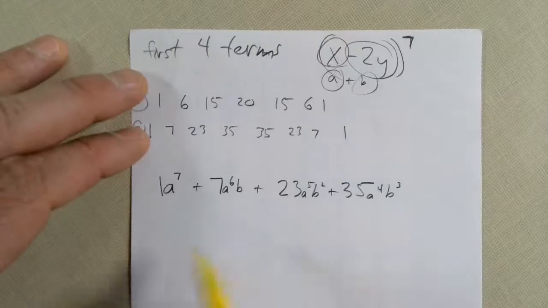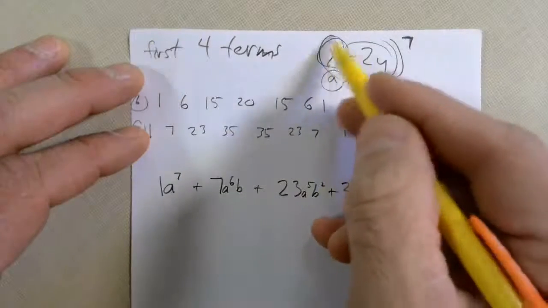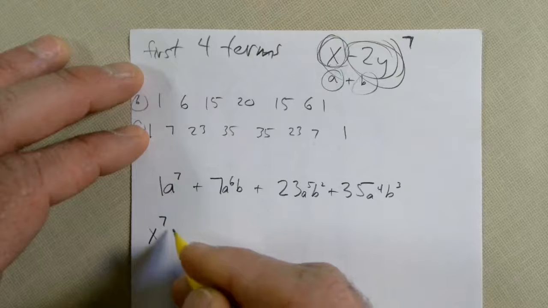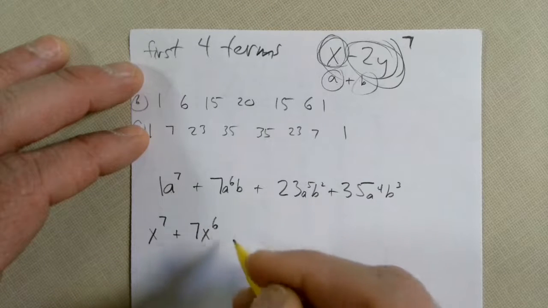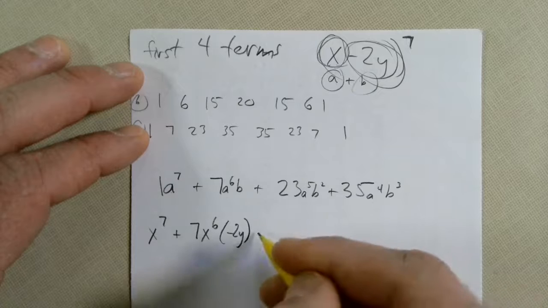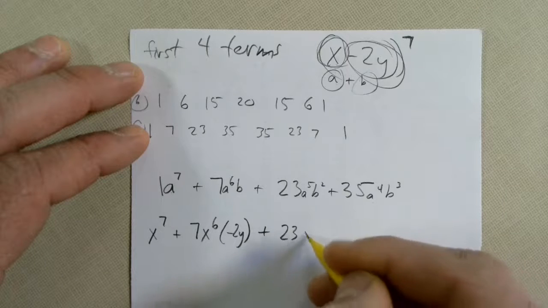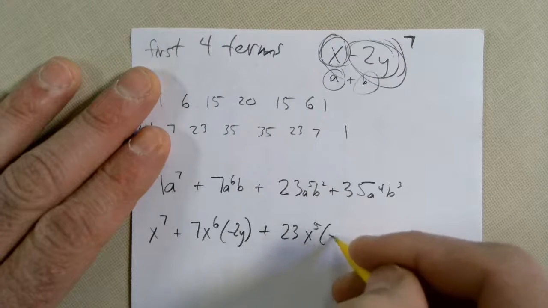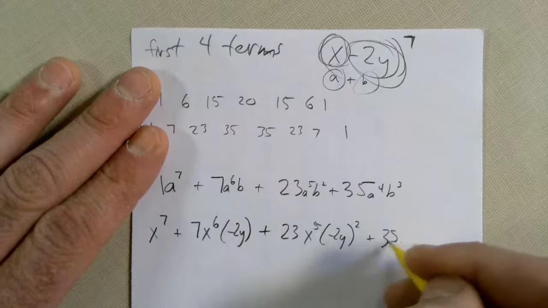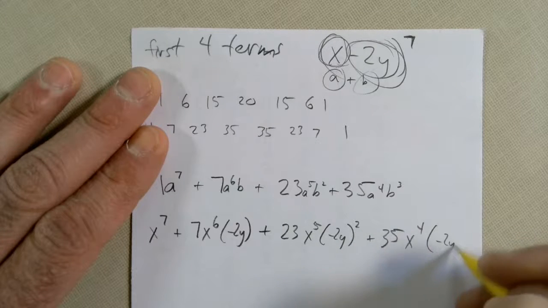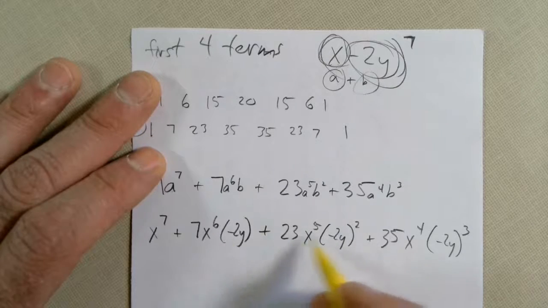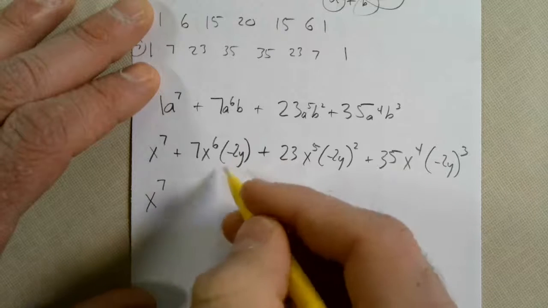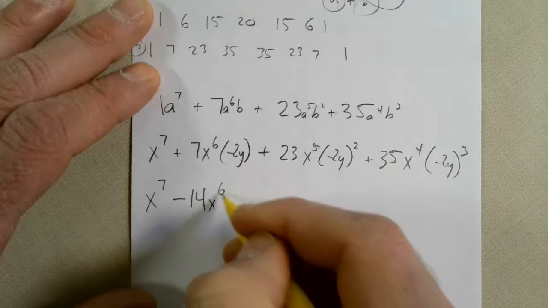Okay, so now I've got the first 4 terms, except I've got to do it in terms of x and then negative 2y. So all I'm going to do is plug in x to the 7th plus 7x to the 6th, and then b is negative 2y, plus 21x to the 5th, and then b squared, so it's going to be negative 2y squared, plus 35x to the 4th, and then negative 2y cubed. And then I have to take care of all this negative 2y stuff. So x to the 7th, first term, check. Then this is going to be minus 14x to the 6th y.